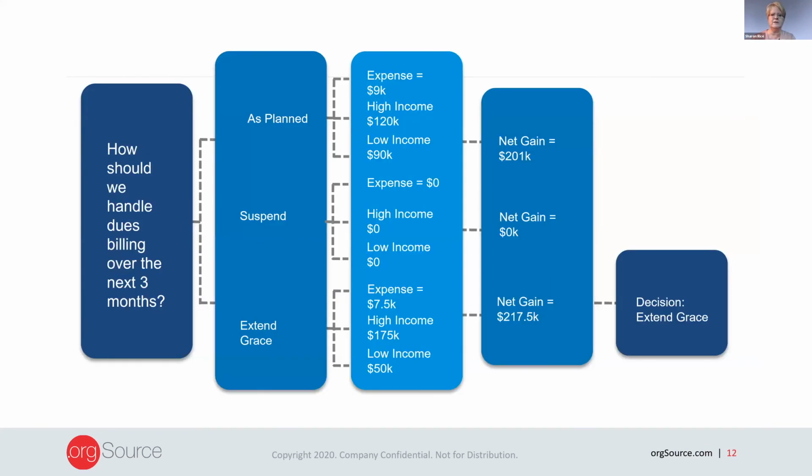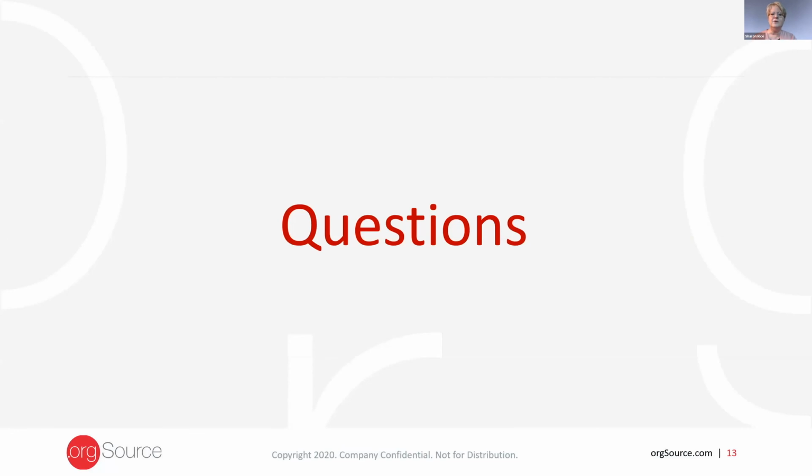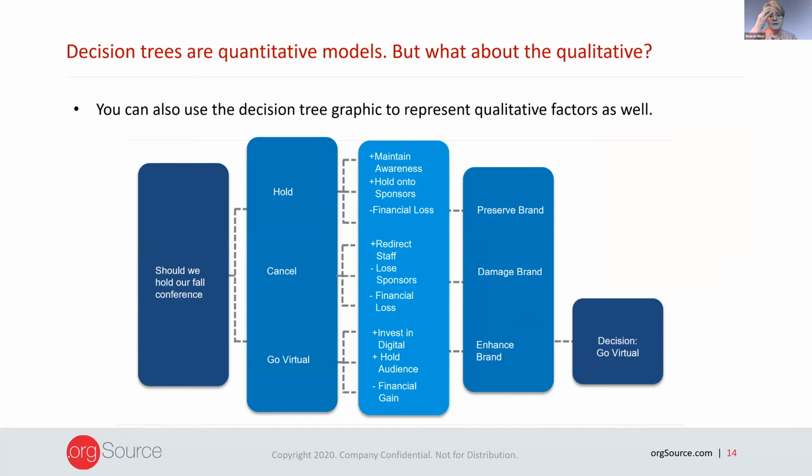And you can see this is what the decision tree looks like for that example. All right, so a couple of questions that you asked ahead of time. Decision trees are quantitative models. What about the qualitative? You absolutely can use the decision tree format to document qualitative factors.